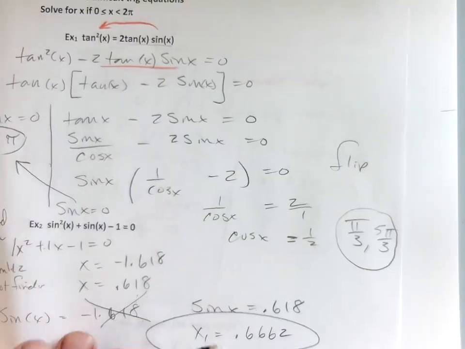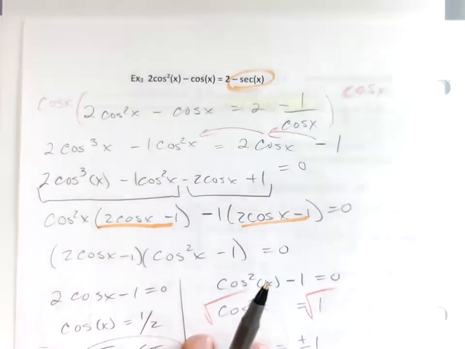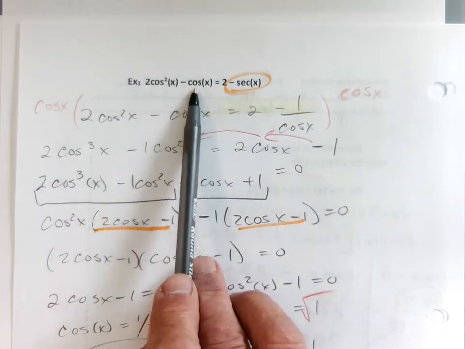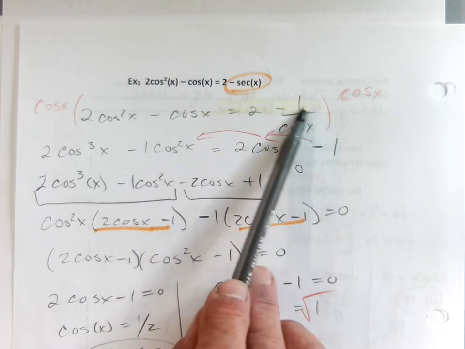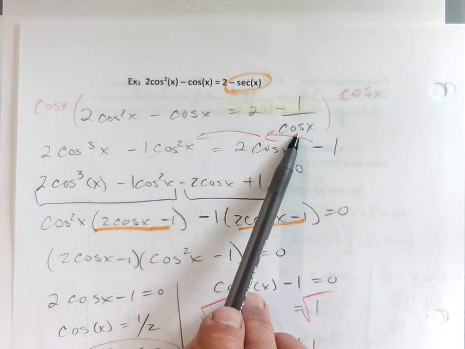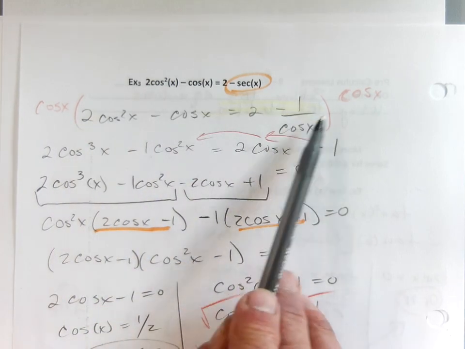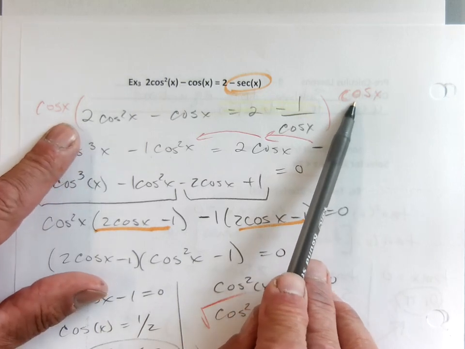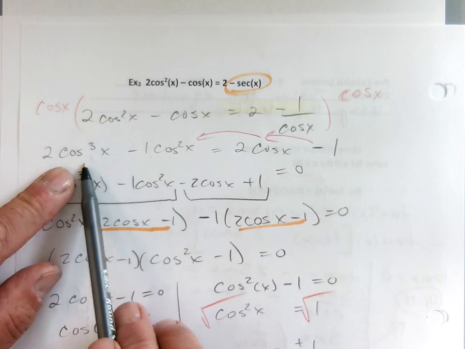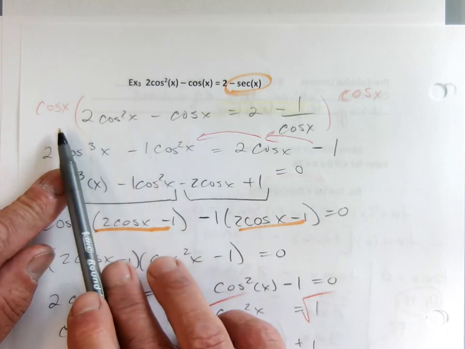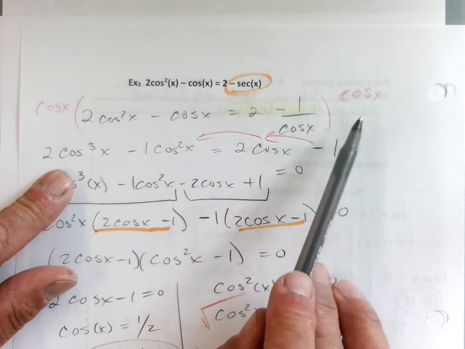Turn the page. Oh boy, example 3 is a biggie. So what I have is 4 terms. Cosine, cosine, secant. But I can change this into a cosine. So I took my secant and I changed it into 1 over cosine. Now, what I have is a fraction here, and I really don't want a fraction, so I multiplied everything by cosine. So I can get rid of that, because cosine times 1 over cosine is 1. So I'll have 2 cosine cubed minus cosine squared equals 2 cosine minus 1.